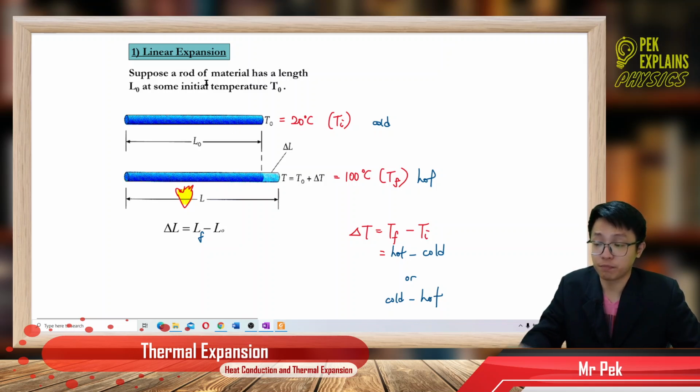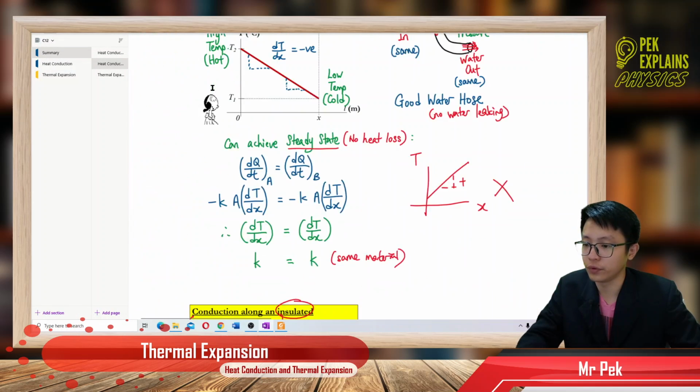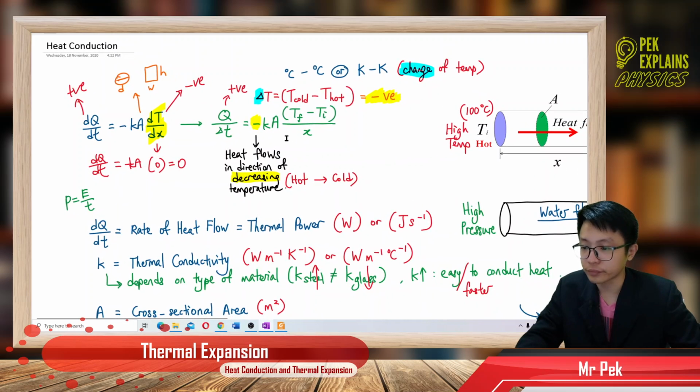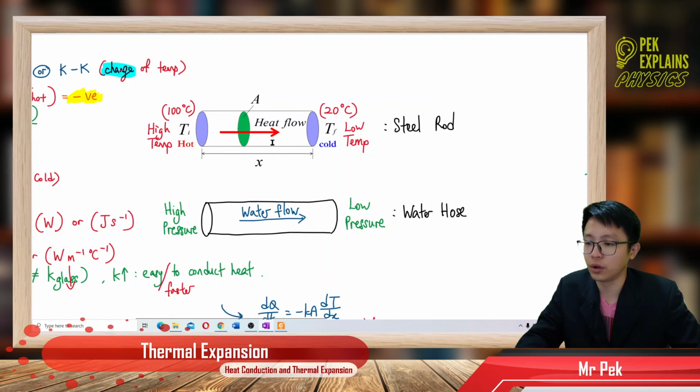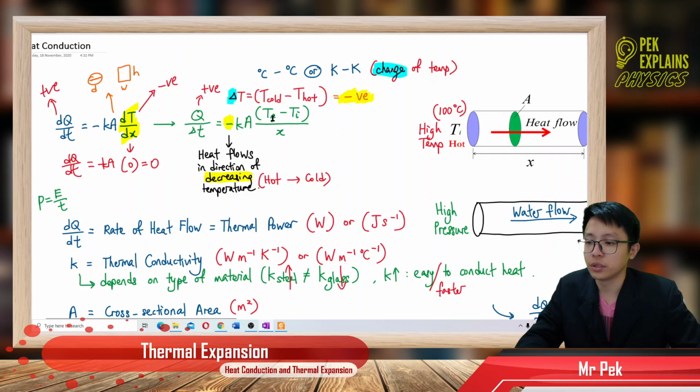For this one, expansion is different from thermal conduction, heat conduction. As you remember, for heat conduction, heat always flows from hot to cold. So the initial is hot temperature, final is cold temperature. To find the change in temperature, we use the final minus initial, which is the cold minus the hot.